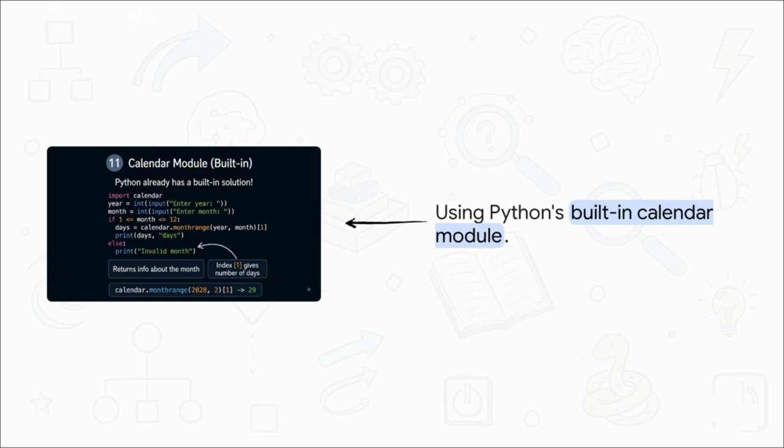Python has a built-in calendar module, and it is a total lifesaver. You just import it, toss in the year and month, and call calendar.monthrange. Now, monthrange gives you back 2 items, but we only care about the total days, which is the second item. And since we know Python loves starting at 0, we just use bracket 1 to extract that exact number. It's built in, it's virtually bulletproof, and it handles literally all of that leap year math completely behind the scenes.